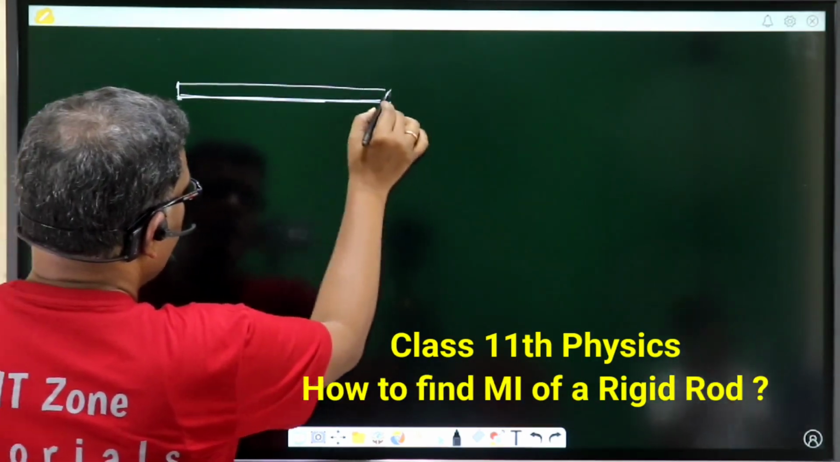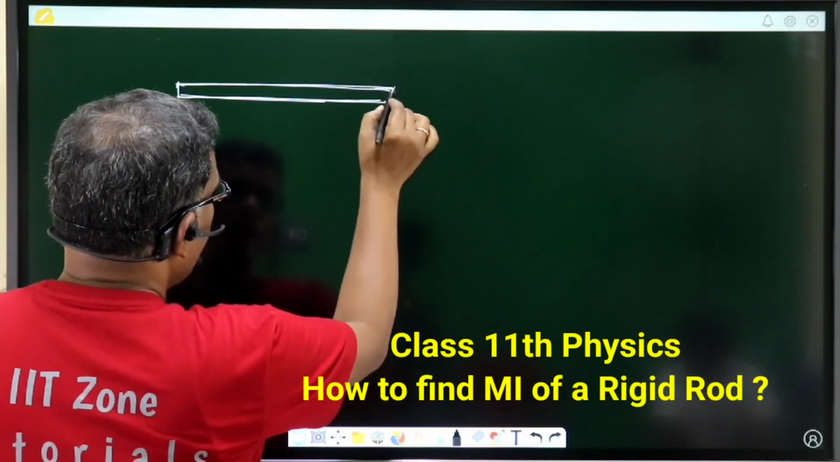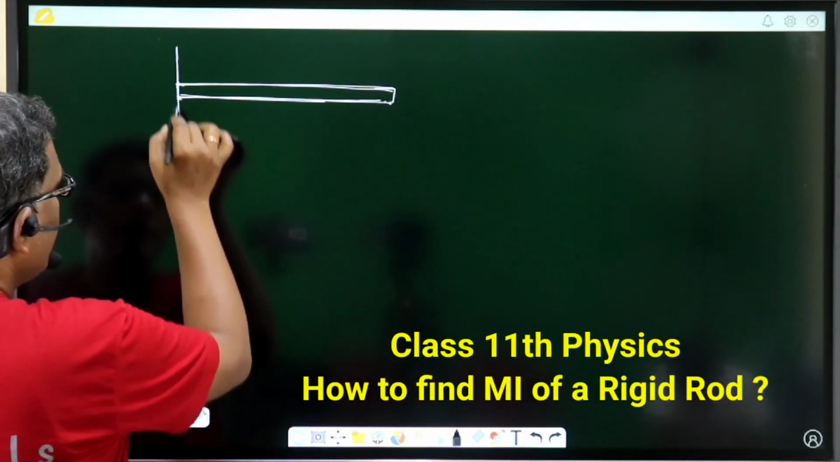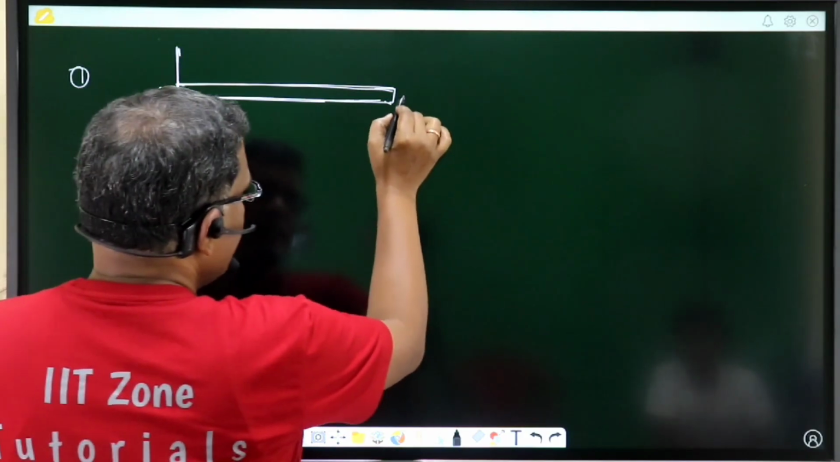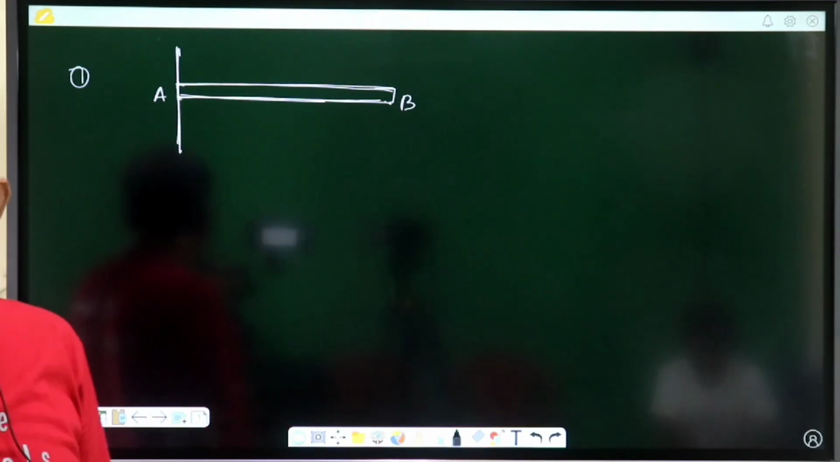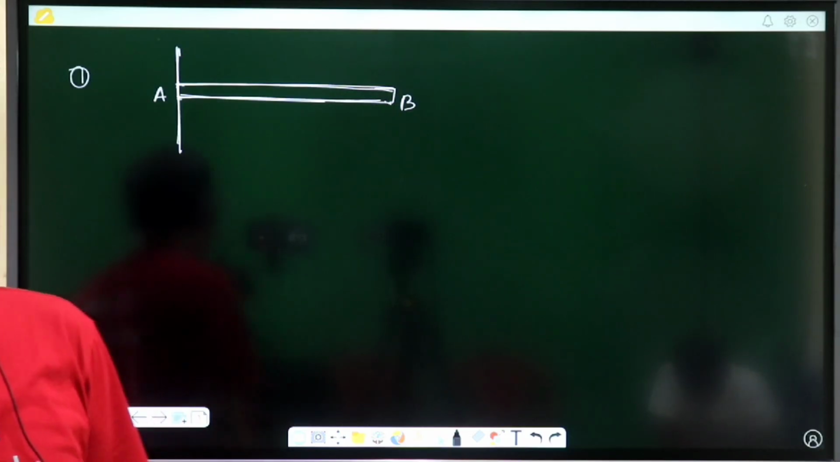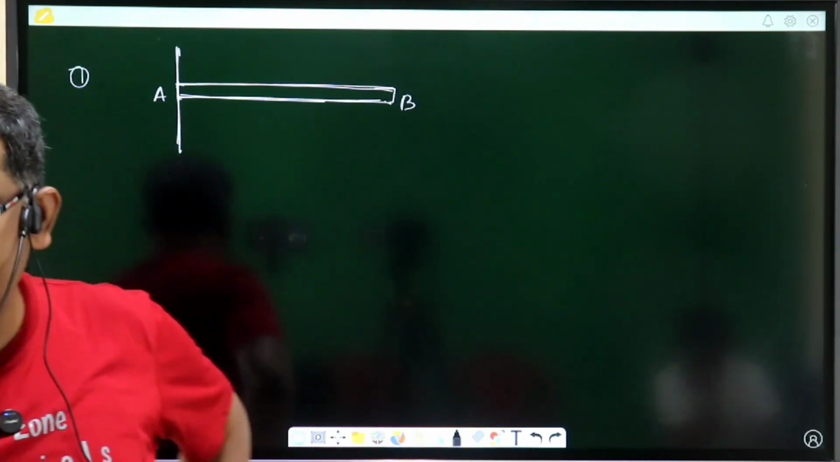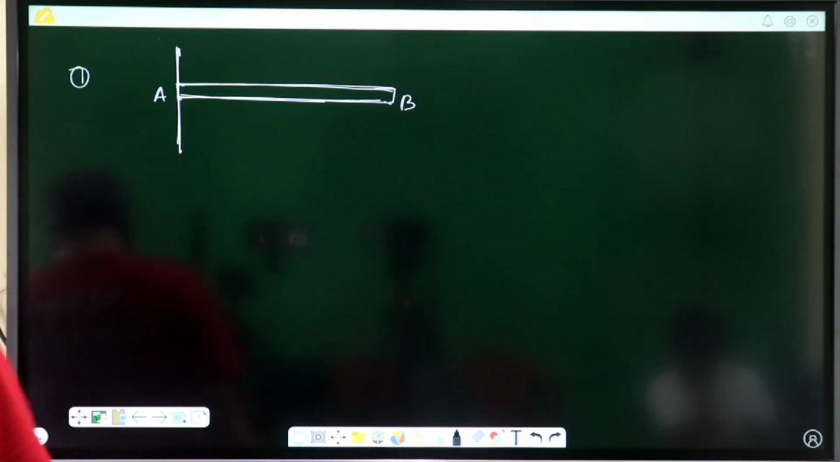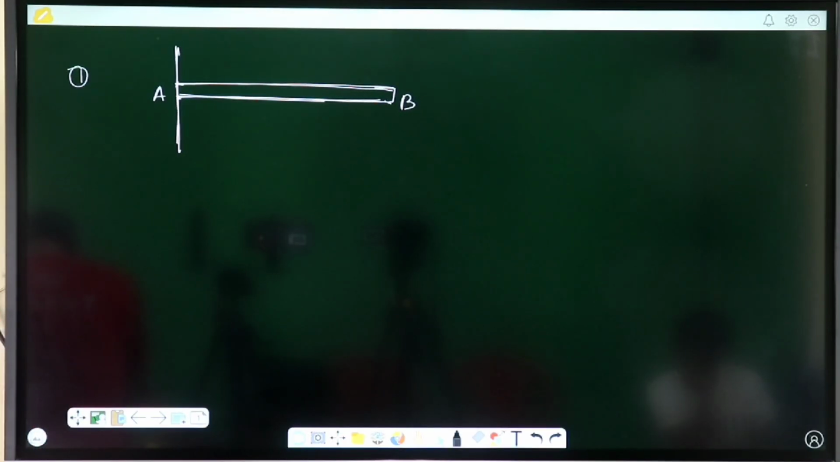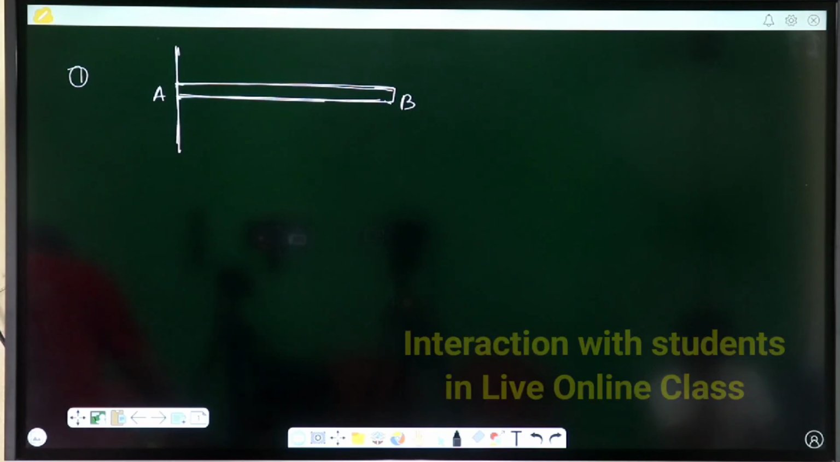If I consider this to be a one-dimensional rod, and this is the axis. Let this be end A, this is end B, and the axis is passing through the end A. If the axis is passing through the end A, then what will be the MI of this rod? Who can tell me? Anybody, if you know about it, tell me.